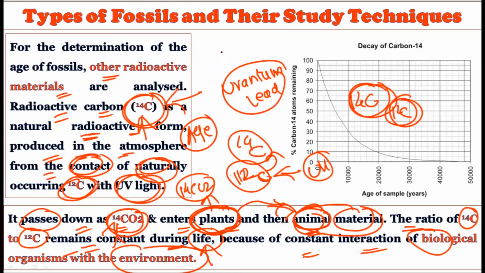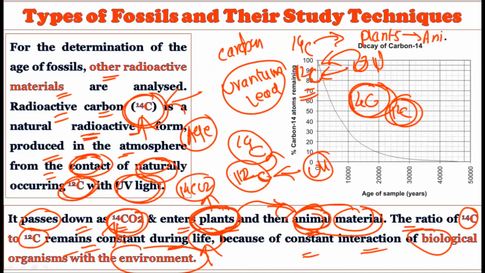technique. This carbon dating technique involves the radioactive form C14 and the C12, which is the naturally occurring form. When it comes in contact with UV radiation, this UV radiation will convert C12 into C14. This C14 will go into the plants, and from plants it will go into the animals. And once you find the fossil form of the plants or the animals, if you calculate the ratio of the C14 and the C12 in their bodies, you can actually calculate the age of the fossil, okay.